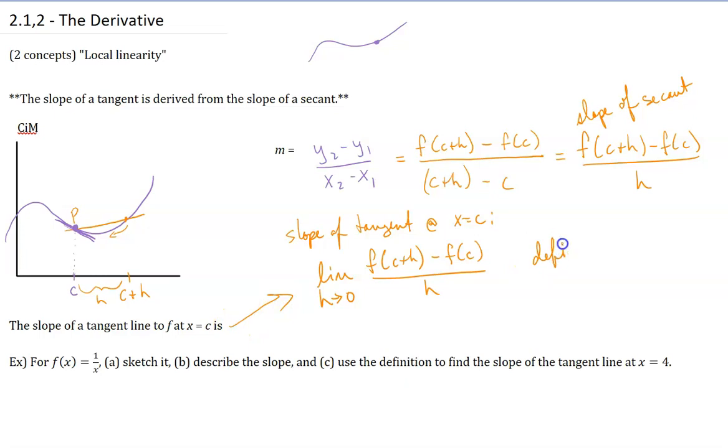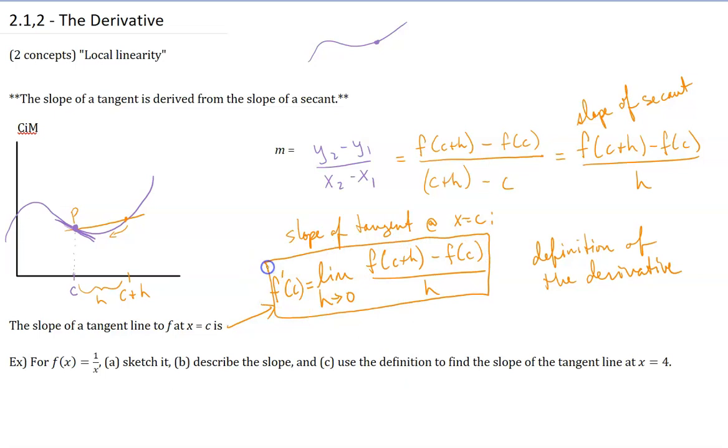And this right here is our definition of the derivative. More specifically, let's add this on the left. This is f prime of c. This definition is one that you are going to need to memorize. It's important that you understand where it comes from, that it comes from the slope of the secant line. But this is our limit definition of a derivative.